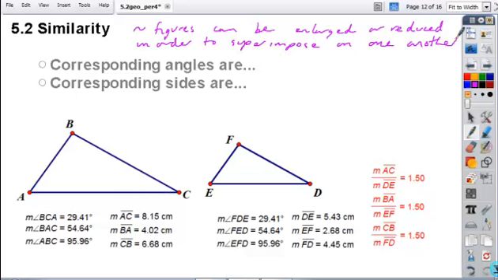Basically, similar figures can be enlarged or reduced in such a way that they can be superimposed directly on top of each other. They may or may not be oriented in the same direction, but the two properties that are true for all similar figures, and most of all similar triangles, is their corresponding angles are equal, and their corresponding sides are not necessarily going to be equal, but they are proportional.